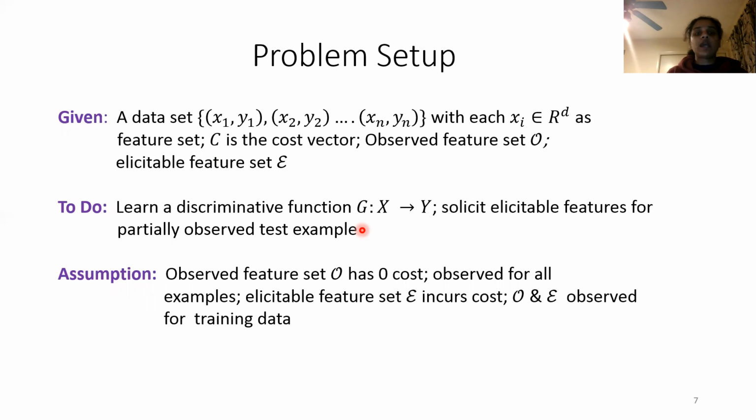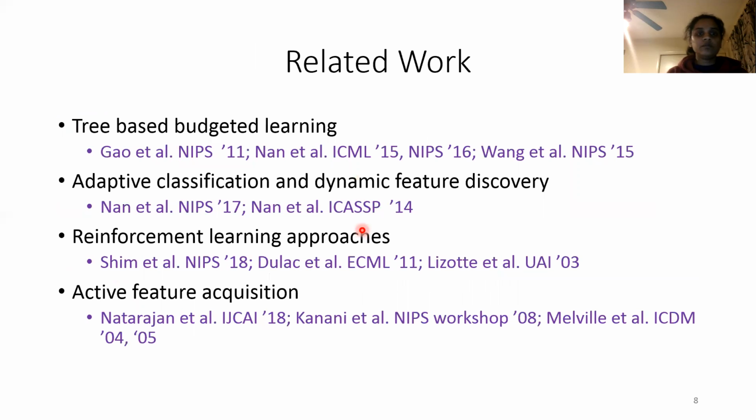The assumptions that we have are that the observed feature set has zero cost, and this feature set is available for all the examples, which means it's available for both the training and the test examples. And the elicitable feature set incurs cost, and it is available just for the training data and is not available for the test data.